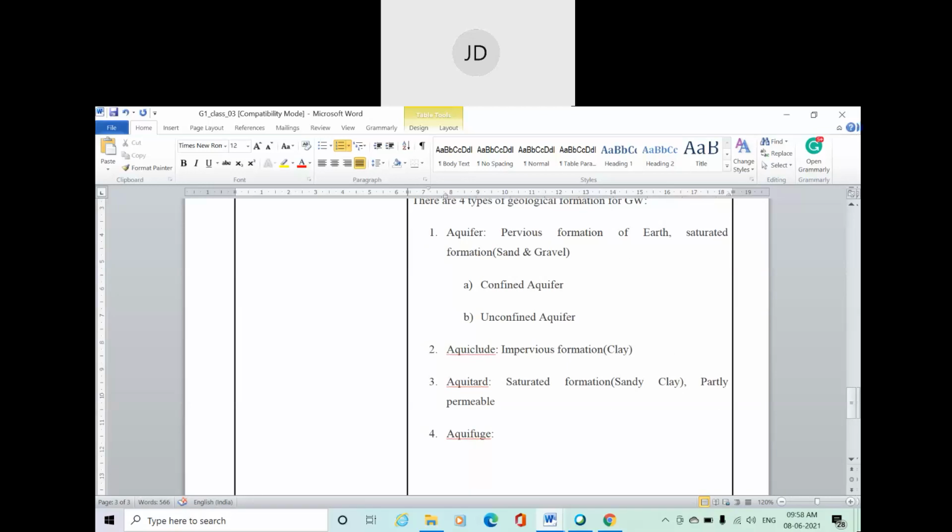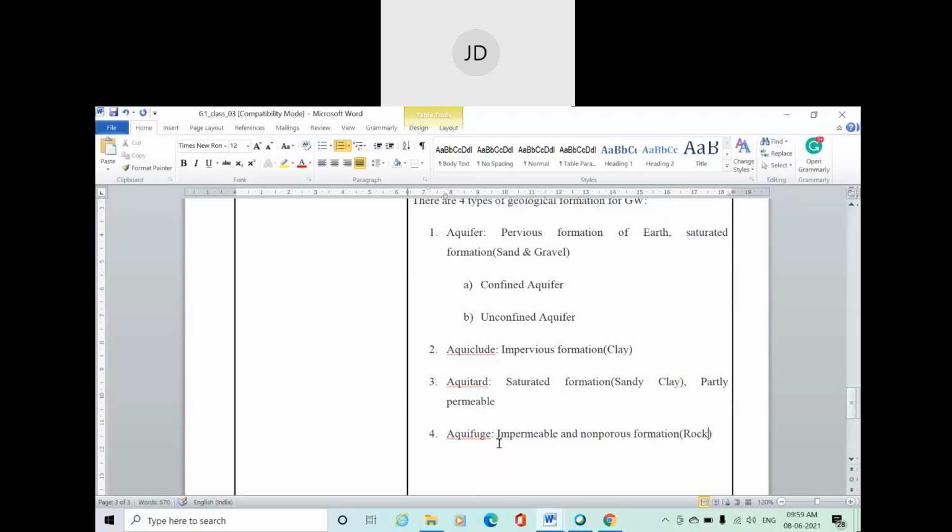And this one, the aquifuge, is basically an impervious and non-porous formation. It is impermeable. Impermeable means it is not permeable. Impermeable and non-porous formation. It means what? It cannot store water. It cannot store water. So, for example, rock.